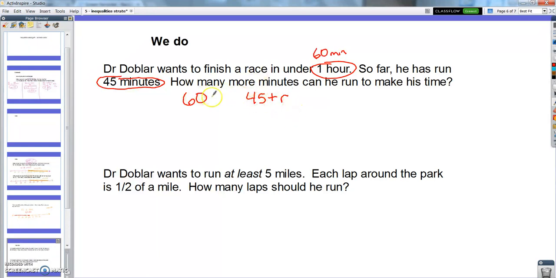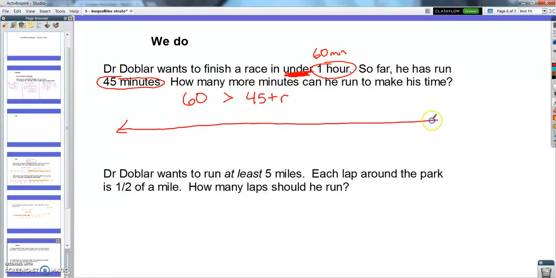And now I want this situation to be under 1 hour. That means I do not want my time to be 1 hour. I want it to be less. So my total running time needs to be less than an hour, but not equal. So I'm not going to shade it in. I'm not going to put the equal sign, because if I do that, I don't want to run 1 hour. I want under.